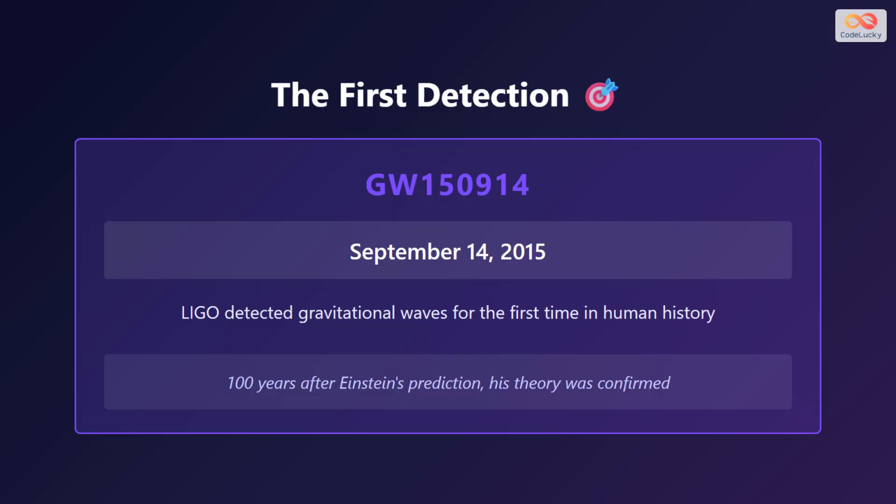This breakthrough marked the beginning of gravitational wave astronomy, a completely new way of observing the universe. Scientists around the world celebrated this achievement as one of the most significant scientific discoveries of the century.